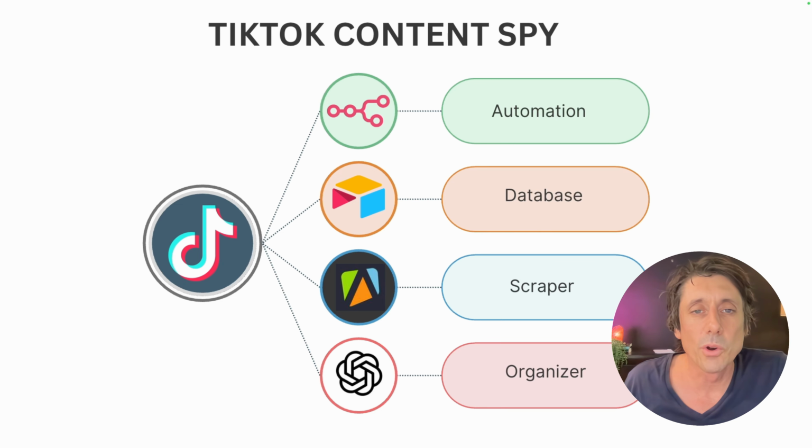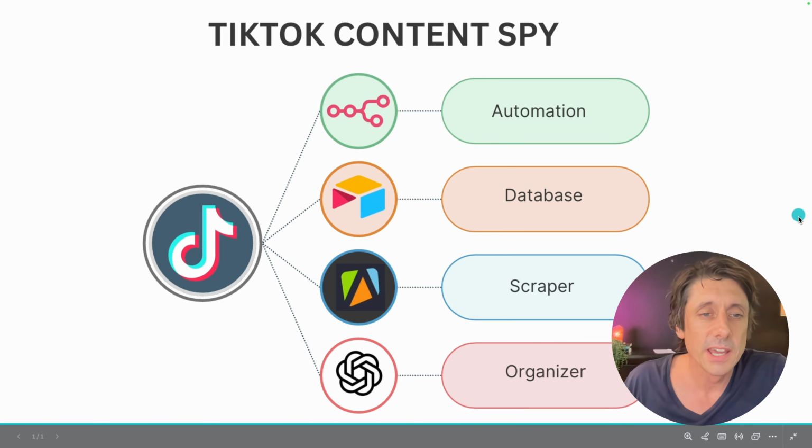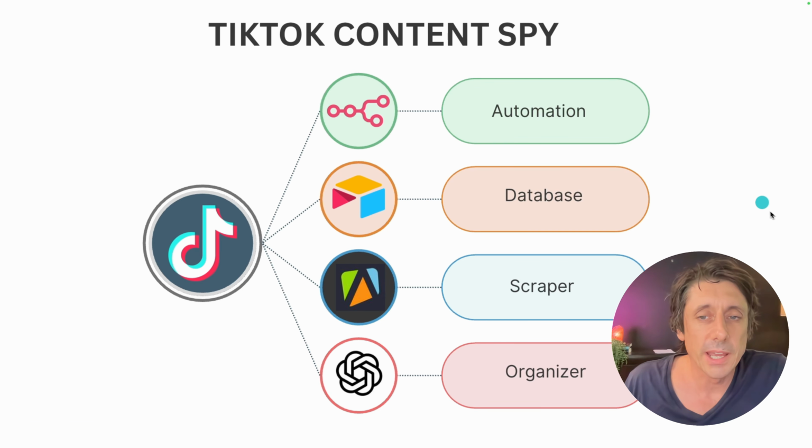So the way this is going to work is we're going to use N8N to drive the automation. We're going to use Airtable. You can use just Google Docs if you want. You don't have to use Airtable. Then we're going to use a service called Apify to scrape all the TikTok videos. We're going to pass that through to OpenAI's ChatGPT and feed the whole thing back through to Airtable, and then it will email us the report at the end.